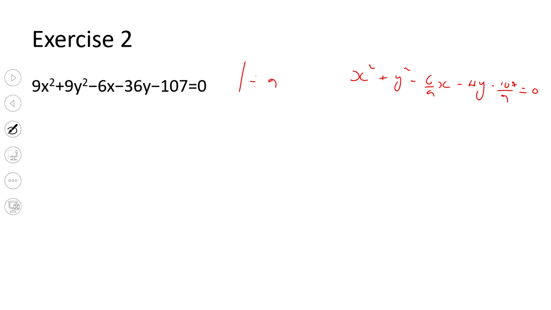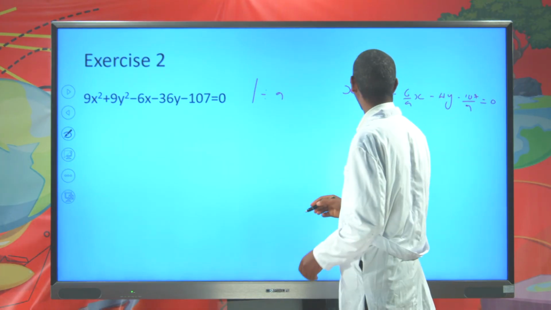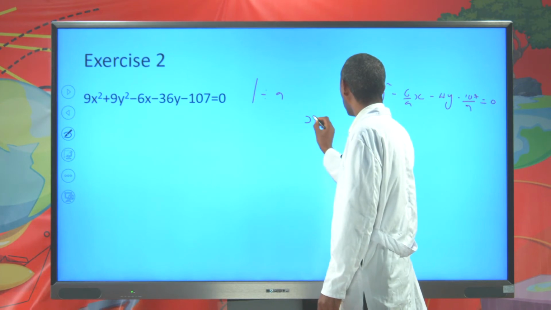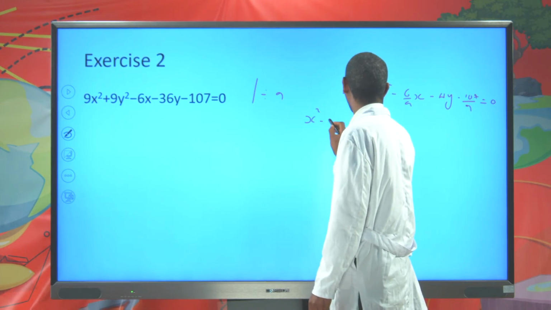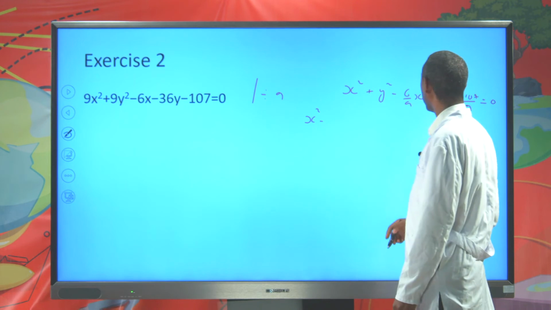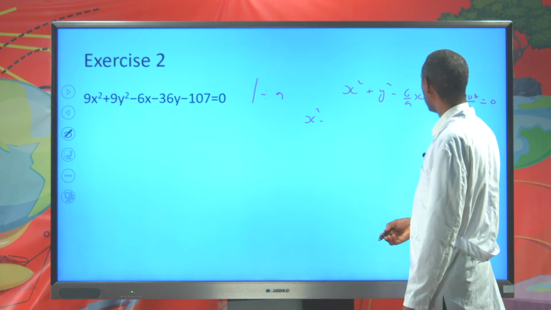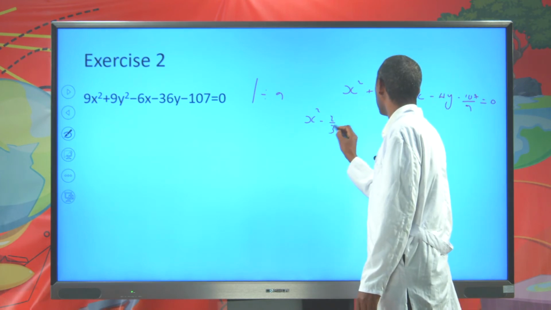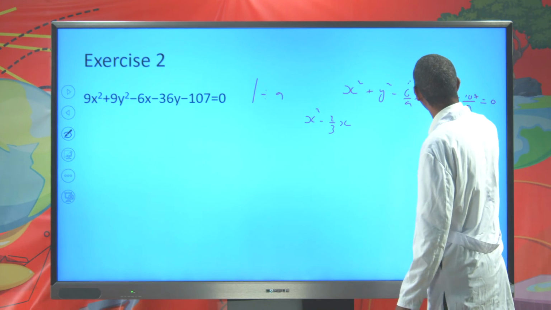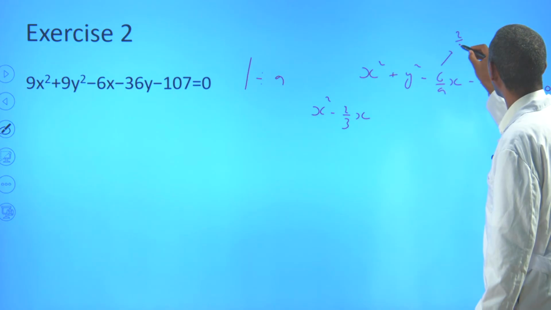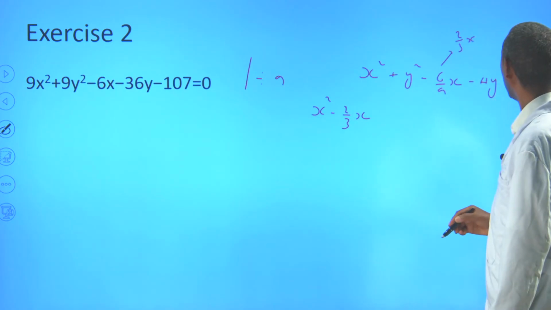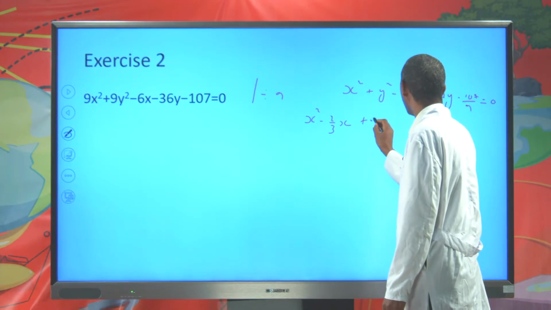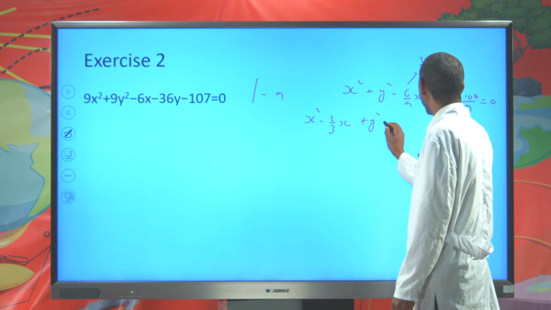Then our next step is collecting all the x's together. So we'll have x squared minus, if we try to simplify 6 over 9, divide both sides by the same number, which is 3, then we will get minus 2 over 3x. So this simplified as 2 over 3x. Then plus y squared, then minus 4y.